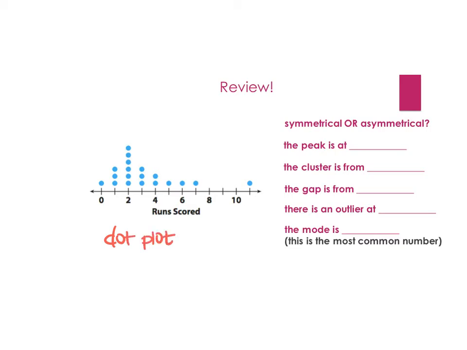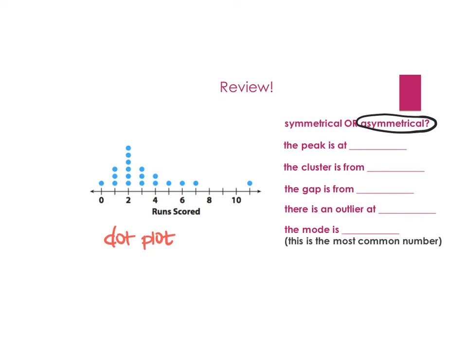Is this dot plot symmetrical or asymmetrical? Well, what do those words mean? What does it mean to be symmetrical or asymmetrical? So remember, symmetrical means if we cut a line down the middle, that one side of it is a mirror image of the other side. So do you think this one is or isn't? Great, it isn't. Therefore, we would say that it is asymmetrical.